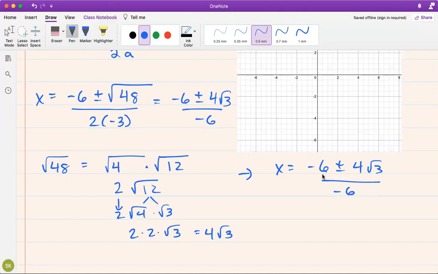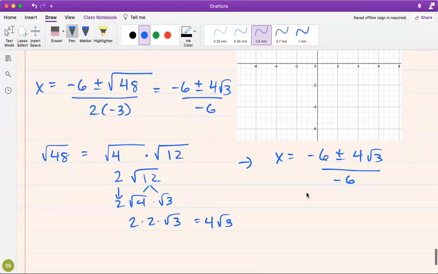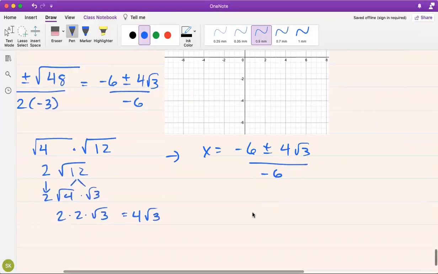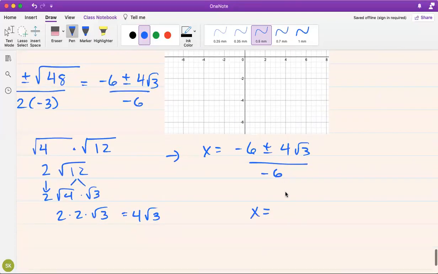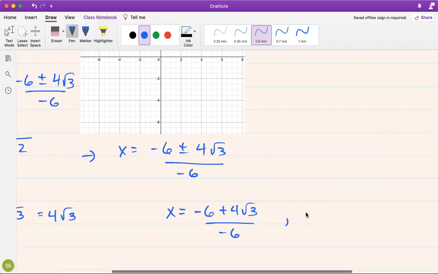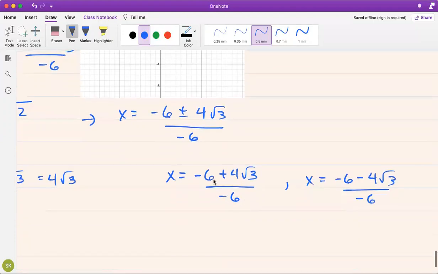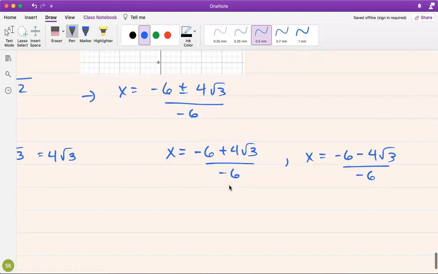So notice that each one of these has a 2 in common. Let's get rid of that. So we have x is equal to, what I'm going to do is go ahead and separate it. So negative 6 plus 4 root 3 over negative 6, and x is equal to negative 6 minus 4 root 3 over negative 6. That way I can divide everything by 2, and I also want to get rid of this negative because we don't usually put negatives in the denominator. So I'm going to divide everything by a negative as well, which is going to just change all the signs.